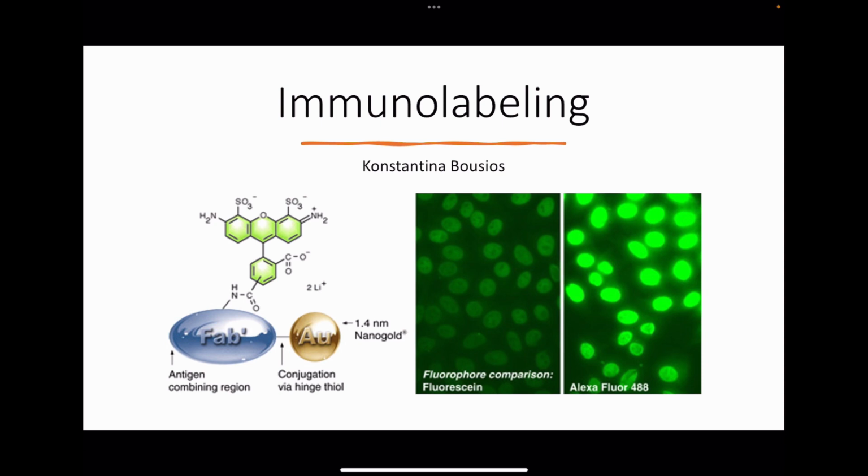And we'll talk a little bit more about the different types of labeling agents that can be used for immunolabeling, as well as the different subsets of immunolabeling. Additionally, this presentation will discuss different types of immunolabeling, why it's used, and some advantages and disadvantages to the process.